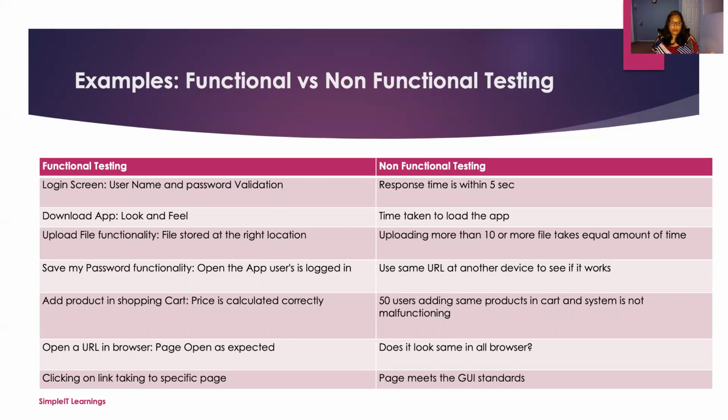Adding a product to a shopping cart: the prices are getting calculated and everything, but if 50 users are doing it at the same time, is it doing the same amount of work? Open a URL in a browser, the page opens as expected, but does it look and feel the same way? Clicking a link takes you to a specific page, which is fine, but whether the GUI meets the standards based on the company and various other things is non-functional testing. These are some basic examples that I thought might help you understand the difference between functional and non-functional testing.